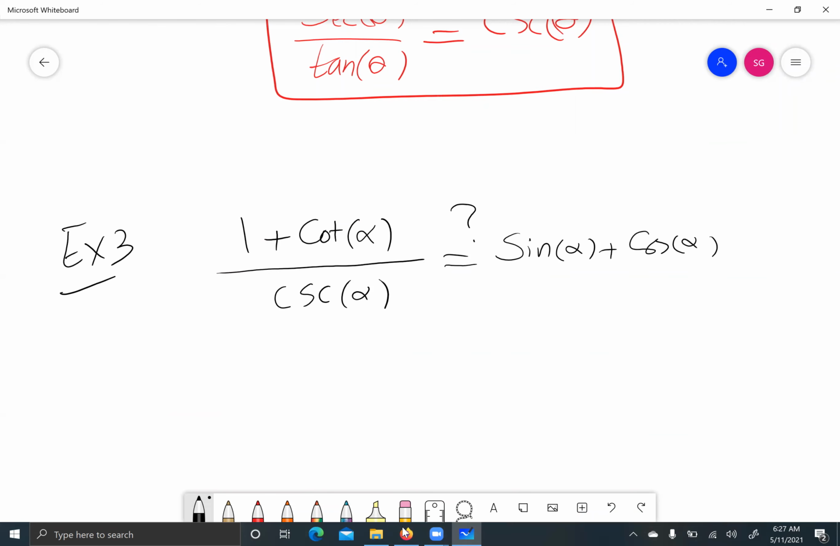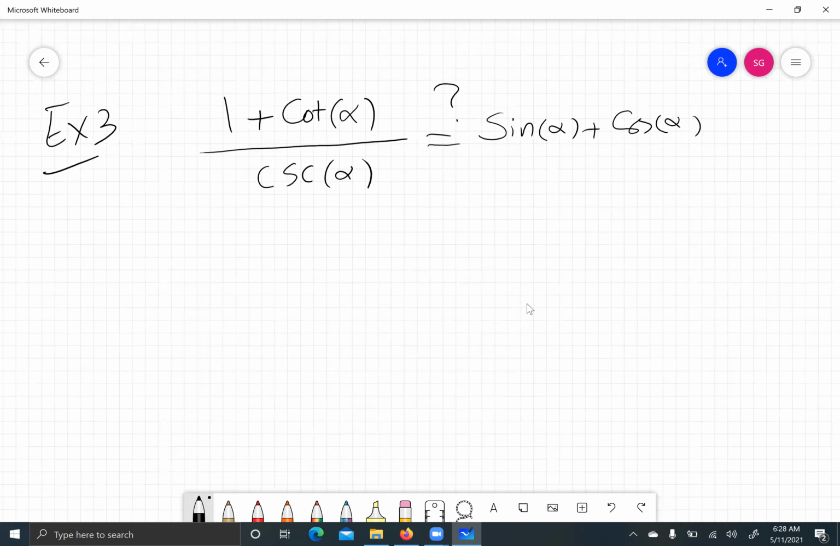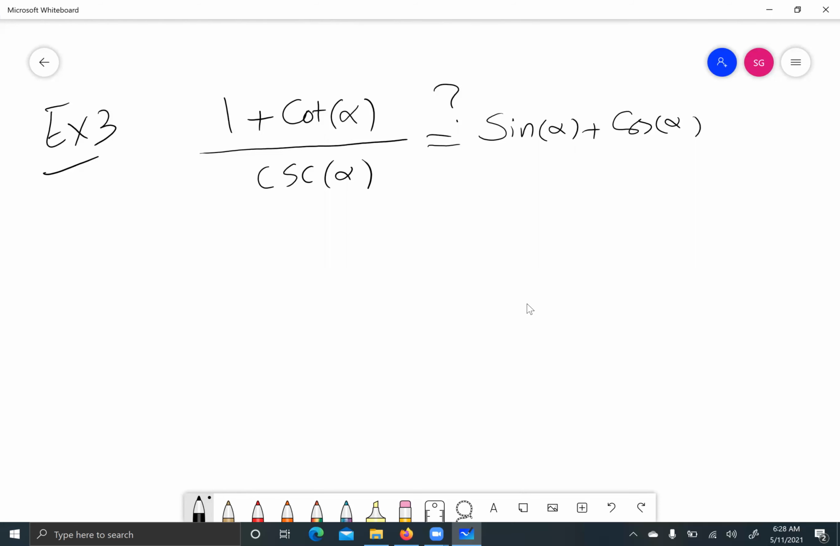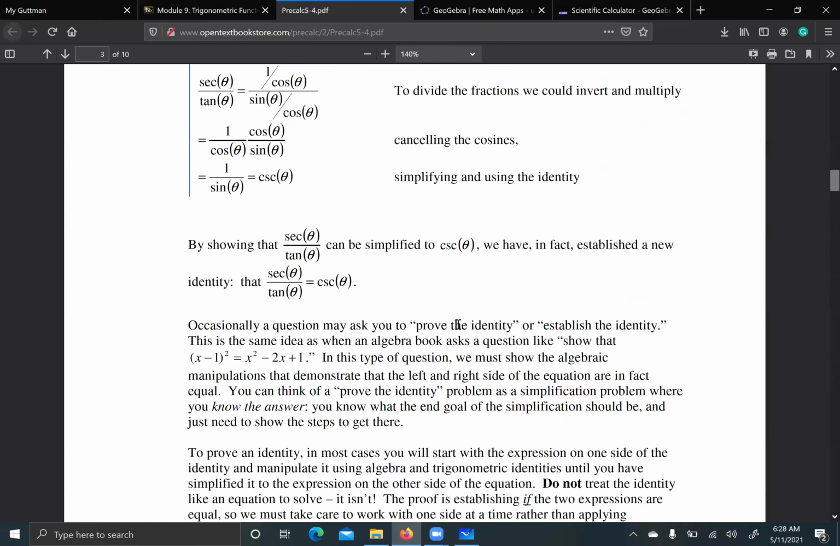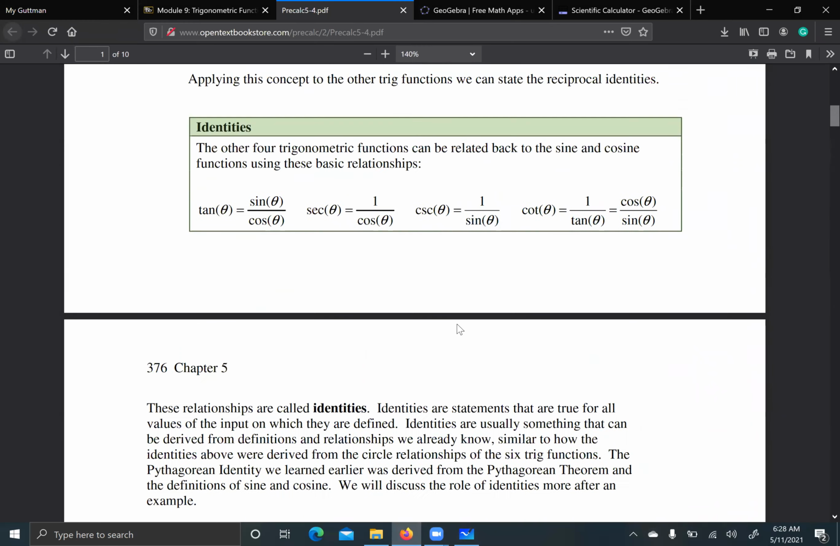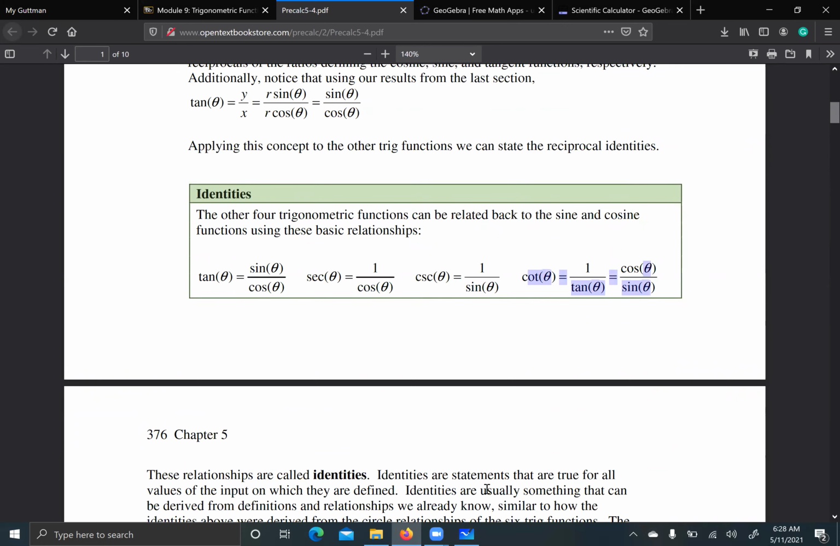Whenever you have a question like this, or an equation like this, which side makes sense to simplify? On the right side, I have sine plus cosine. How further can I simplify it? Not much. But on the left side, I have 1 plus cotangent. We know that we have identities for cotangent, so we can simplify it. And cosecant also has an identity, so I can use these identities to replace them with sine and cosine functions.